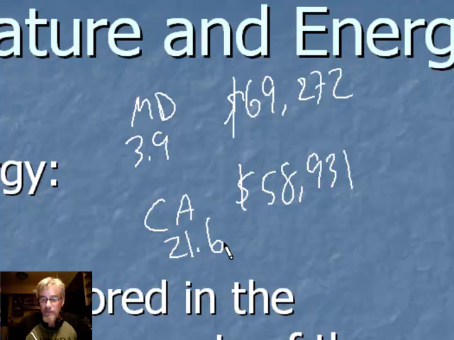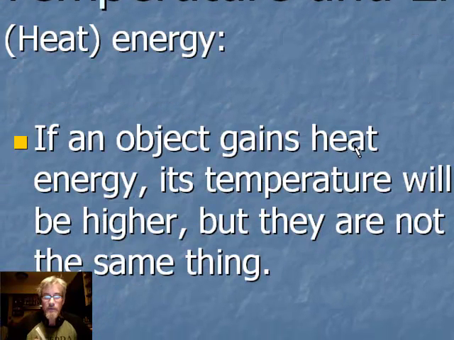That's what heat and temperature are like. Temperature is like the average. That's like the 69,000 versus the 59,000. But the total amount, the 3.9 trillion versus the 21.6 trillion, that's energy or heat. It's the total. It's not just the average. If an object gains heat energy, its temperature will go up, but they're not the same thing.